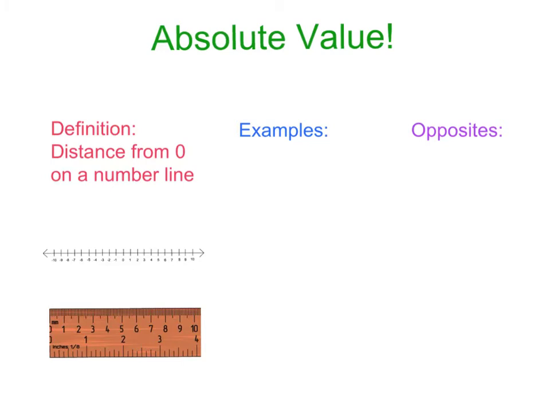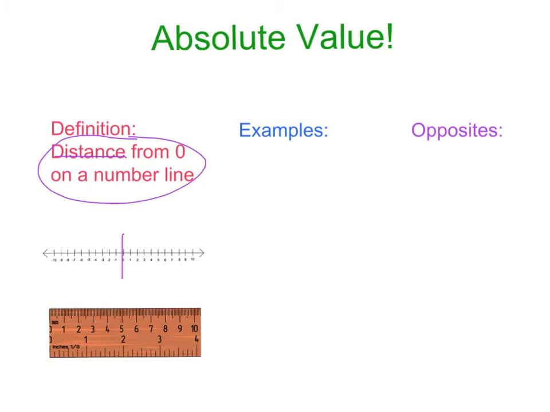Now, moving on to absolute value. First, the definition of absolute value is the distance from 0 on a number line. So here I have a number line where 0 is at the middle, and you put any number on that number line, you're always just counting how far away it is from 0. What I want you to think about is the word distance, and think about a ruler. When you're measuring distance, it's always positive. There are no negative numbers on a ruler. So whether you're going forwards or backwards, the amount that you've traveled is always positive.